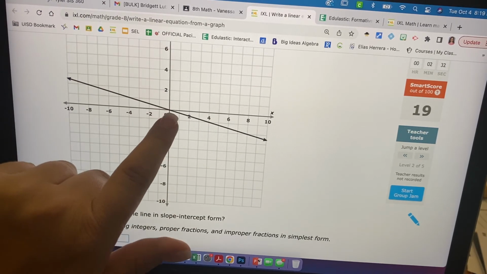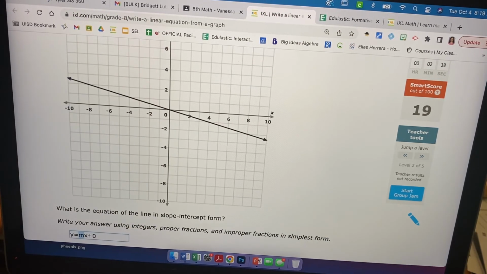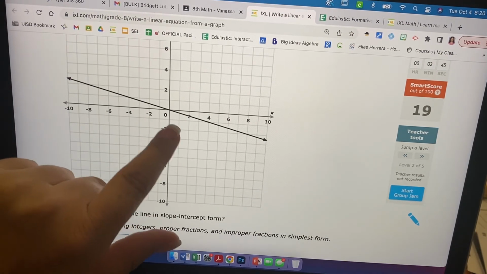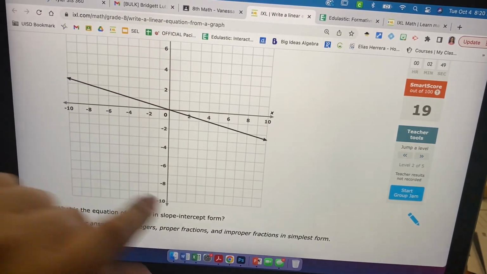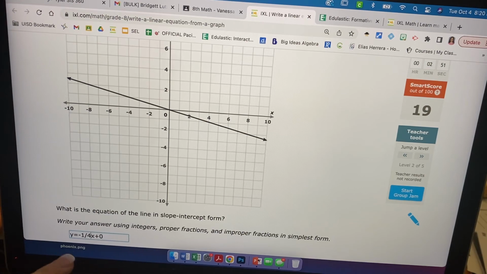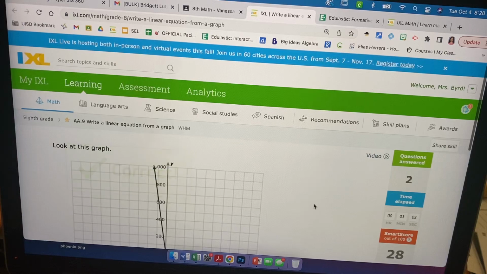So notice that from this point to this point, it's going to go down. How many spaces? You check. It went down 1. So it's going to go down 1. So it's negative 1 over, and then the run, it goes from this part to the 4. So from 0 to 4 is 4 spaces. So it's your fraction negative 1/4 x plus 0. You don't have to put the plus 0. You can, but it can be just like this. Submit it. Correct. Okay? I hope that helps.